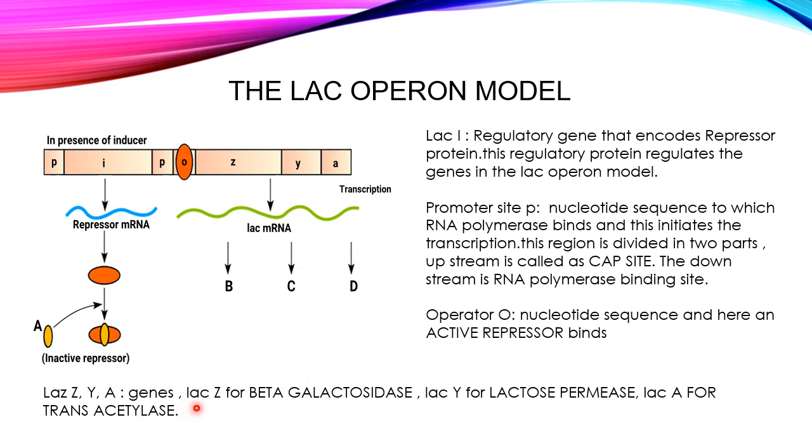So LAC-Z is used for the synthesis of beta-galactosidase enzyme, and LAC-Y gene is used for the lactose permease enzyme, and LAC-A gene is used for the transacetylase enzyme. Okay, so these three genes synthesize an mRNA, and this mRNA on translation will result in these three enzymes. Okay.